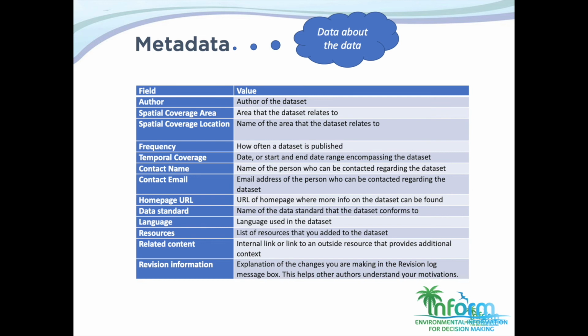Data standard, the name of the data standard, if there is one, that the dataset conforms to. Language, the language used in the dataset. Resources, list of resources that you added to the dataset or want to add in the dataset. Related content, an internal link or a link to an outside resource that provides additional context to the dataset. Revision information, providing an explanation of the changes you are making in the revision log message box. This will also help other authors understand your motivations.